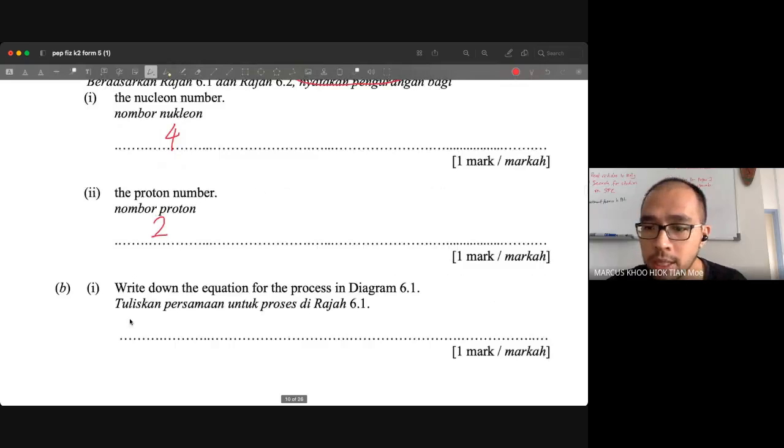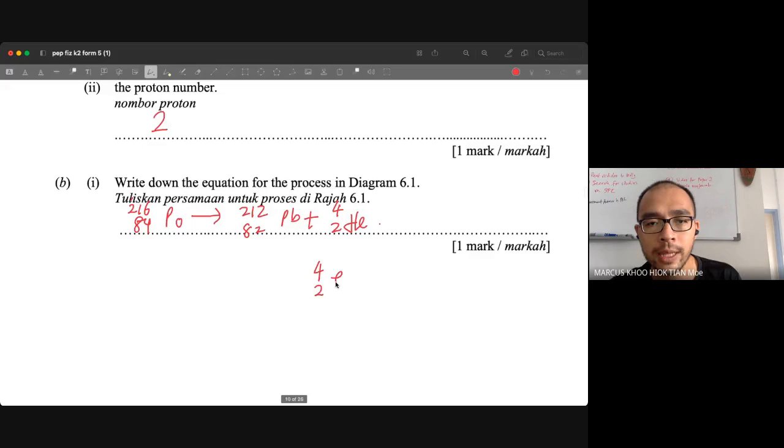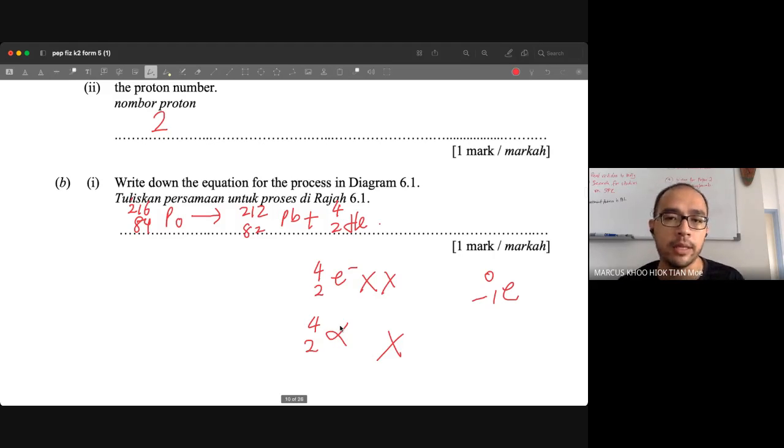Okay, write the process for 6.1. Most of you got this correct, so I'm just going to state this over here. Po will decay to become 212 82 plumbum plus 4 2 helium. Okay, pengurangan 4, pengurangan 2, mesti helium. Ada yang tulis 4 2 electron. Ini sangat salah lah, sebab electron is 0 and negative 1. Ada yang tulis 4 2 alpha. Tak boleh, saya tidak terima. Because kalau kau tulis 4 2, you need to write the chemical element, which is helium.